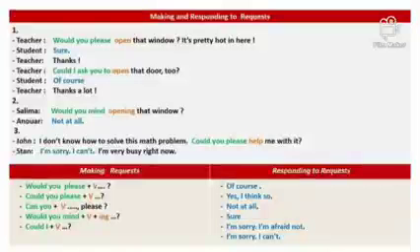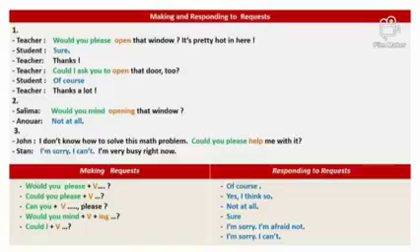So let's summarize making and responding to requests. We have 3 short conversations. Teacher and student. Would you please open that window? It's pretty hot in here. Sure. Thanks. Could I ask you to open that door too? Of course. Thanks a lot.